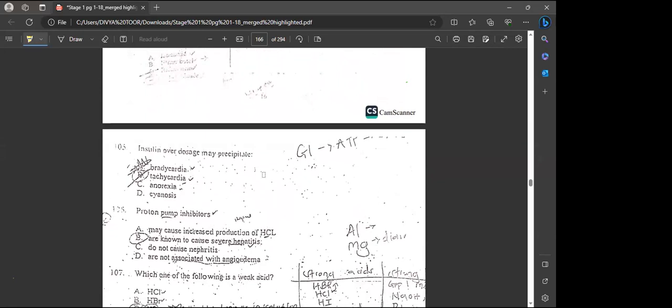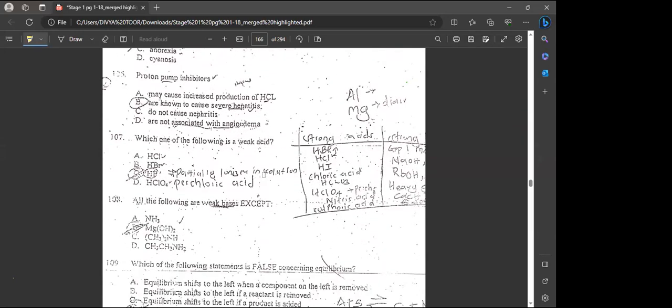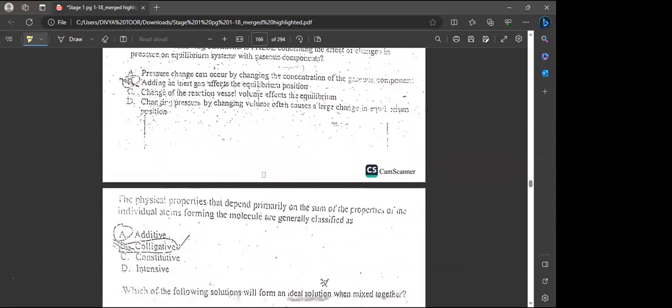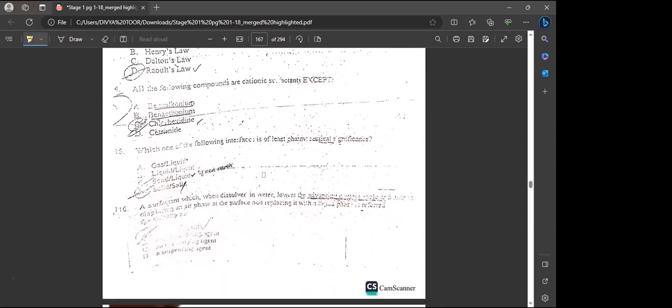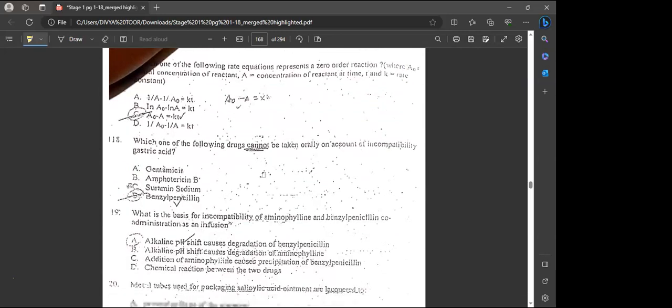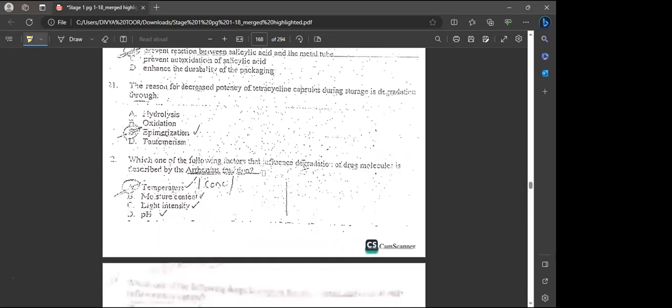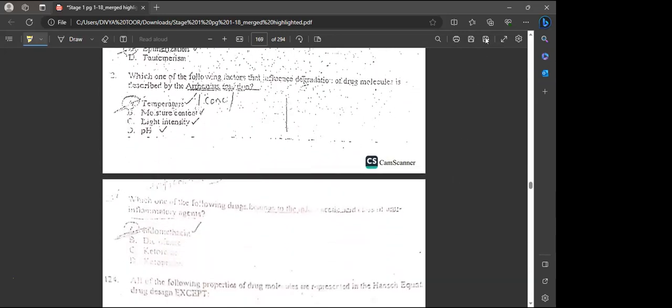Insulin overdosage. Nope. I feel like this is. I think we're done. I guess we can stop here. It's already 10:05. Or what do you guys think? Yeah, okay, stop.